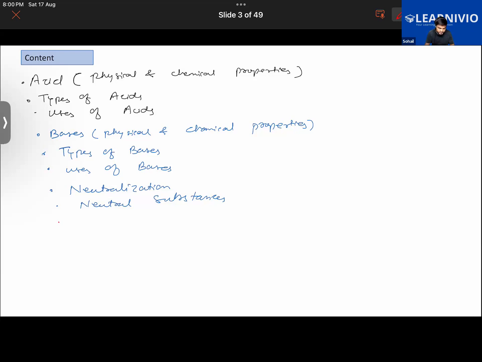Then later on, we would be learning about indicators. What are they? And then you'd be learning about types of indicators, the different types of indicators, like phenolphthalein, litmus paper, and methyl orange also.